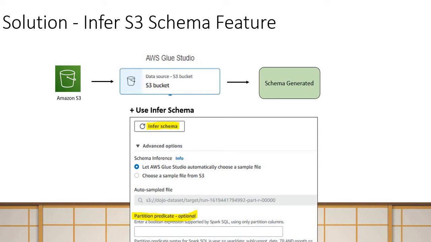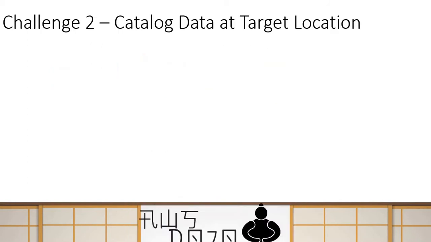But this is a fantastic new feature where you can not only read data from the S3 bucket, but you can also generate a schema of that data, and then you can use that generated schema in the rest of the ETL business logic for data transformation. So that's the feature number 1. Now let's move on to challenge number 2.